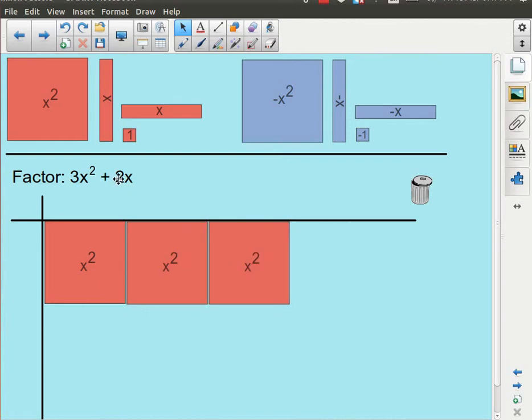And now 2x. Well, if I tried to put positive 2x like this, I don't end up making a rectangle at all, so that's not an option. I don't think my garbage can is going to work there.